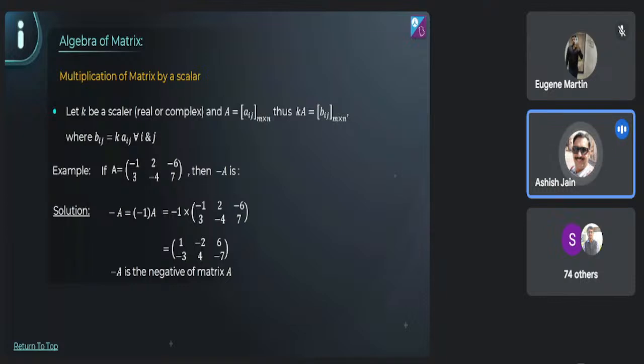That means I have to multiply each element of A by 5, right? So my answer would be minus 5, plus 10, minus 30, plus 15, minus 20, plus 35. ये समझ में आया आपको? So multiplication of a matrix by a scalar means you have to multiply each element of that matrix by whatever the scalar value is given to you. Clear? Yes, sir. All right.